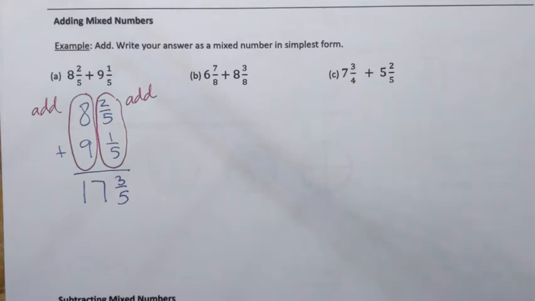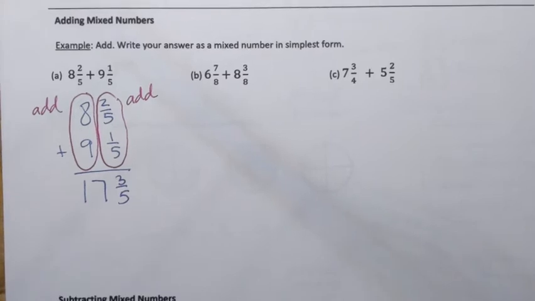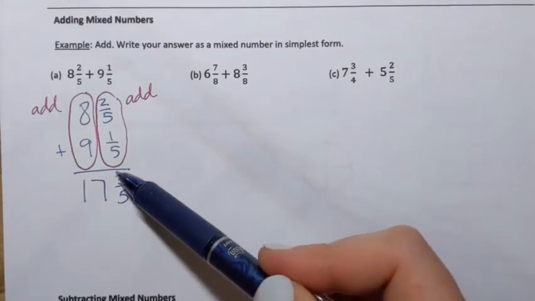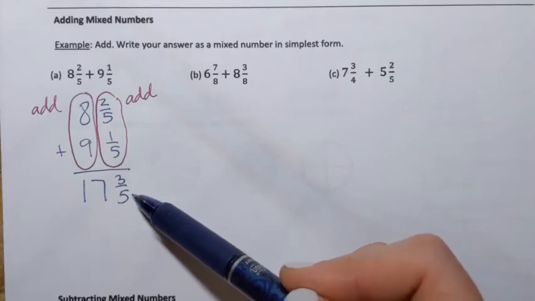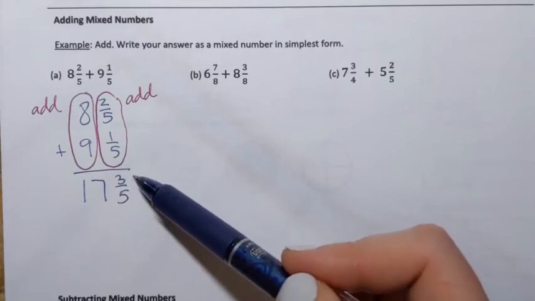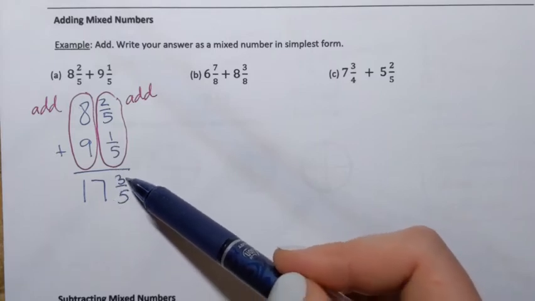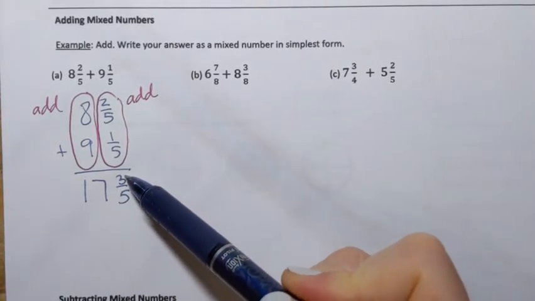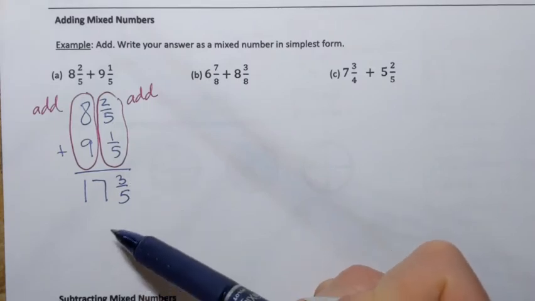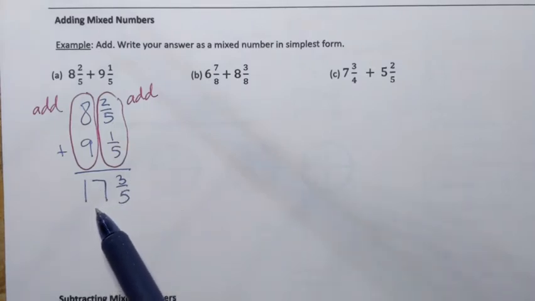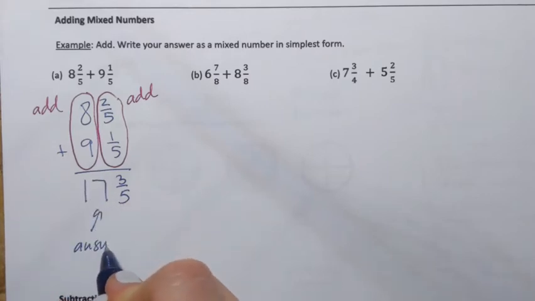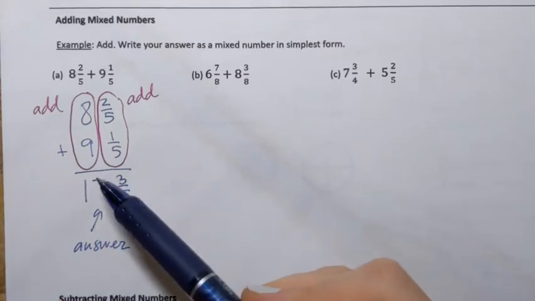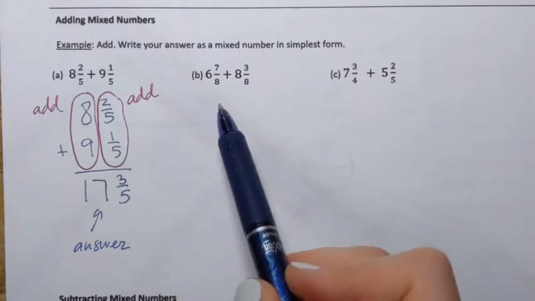So how do I know that I'm looking at the final answer and nothing else has to be done? First of all, I always need to confirm that I'm looking at a proper fraction. 3 over 5 is a proper fraction, so that's good. And then second, I want to make sure that it's in simplest form. In other words, it cannot be reduced any further. And that's the case. So 17 and 3/5 will be the answer. I think that was not too hard, right? Let's try it again for the next example.